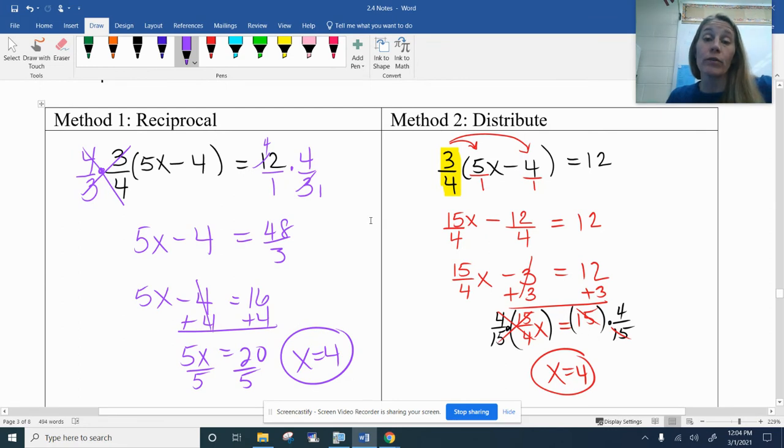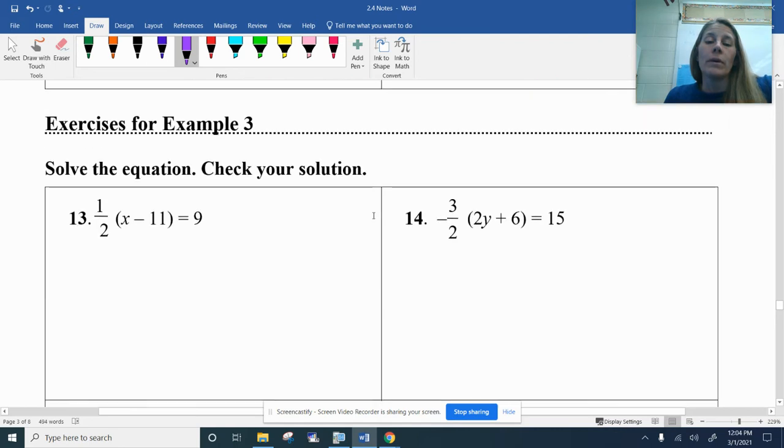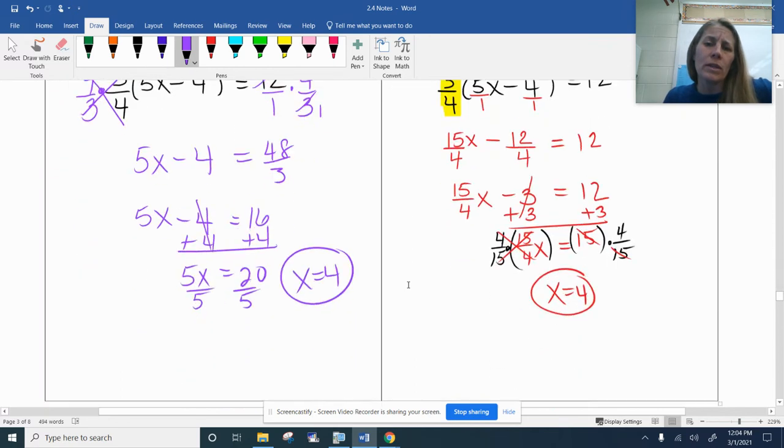Notice we got the same answer regardless of which method we chose. I typically tend to like using the distributive method if the two numbers that are going to get distributed to will cancel out. And the way I would know that is that the denominator of my fraction is something that these numbers can be divided by evenly. They're multiples of that number. So 4 and 4 I know is going to reduce or cancel, but 5 and 4 is not. So I probably would have done the reciprocal method here, but either one wasn't too bad.